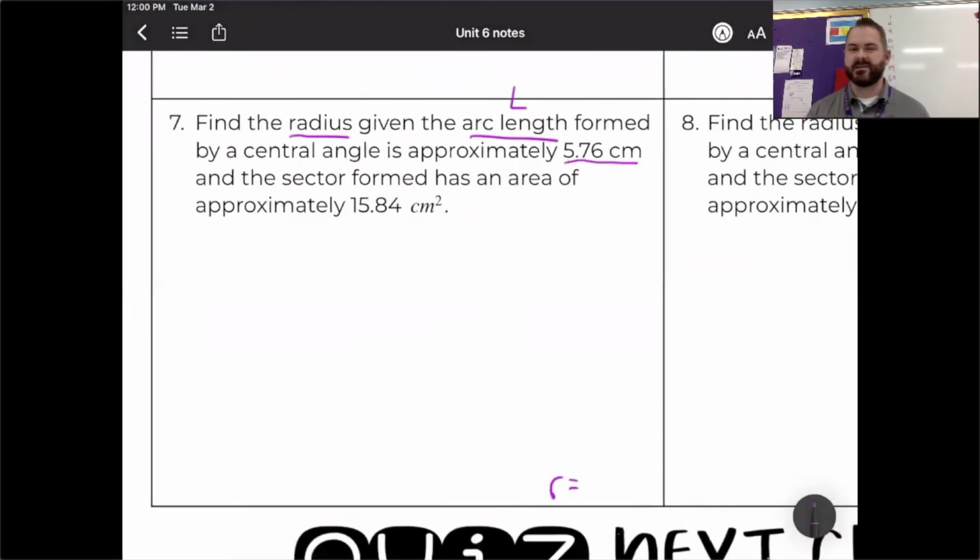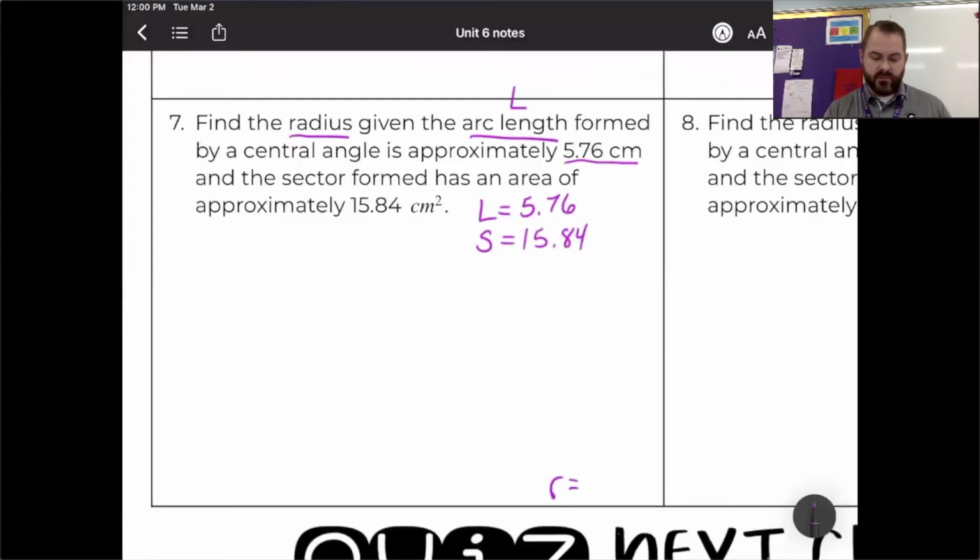It's kind of misleading in the way they word it. They mention a central angle, but they don't tell you what the central angle is. They tell you the arc length is 5.76 centimeters. And the sector formed by that same arc has an area of approximately 15.84. So this time I'm giving you both of these, and we have to work backwards somehow and find R.